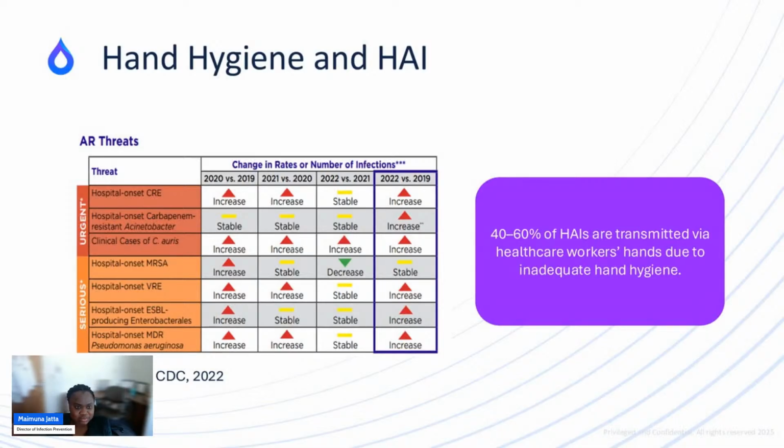And on this slide, this snapshot is from the CDC MDRO threats report that was published in 2022. And on this, it shows that pathogens like CRE, MRSA, VRE, ESBL producers, and other multi-drug resistant organisms have seen an increase and remain very high since 2019. Candida auris continues to expand as an urgent threat in healthcare in the US.